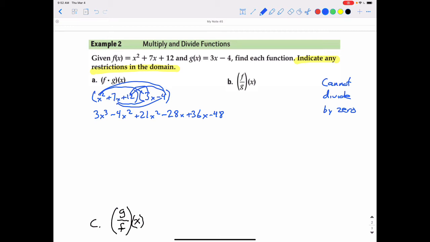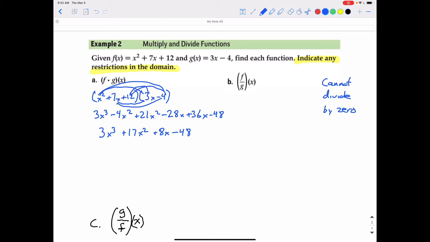We don't have any like terms with x cubed, so I'll just bring that down. But negative 4x squared and positive 21x squared are like terms. So when I add those together, I get 17x squared. Negative 28x and positive 36x are like terms. So when I add those together, I get plus 8x. And then minus 48. So there's your answer on that one.